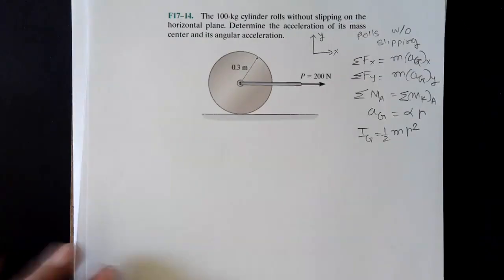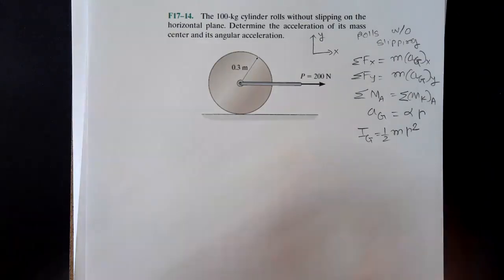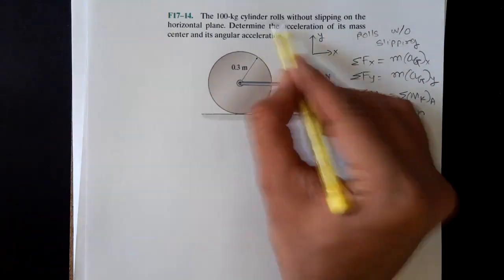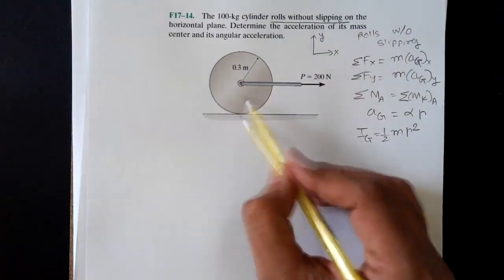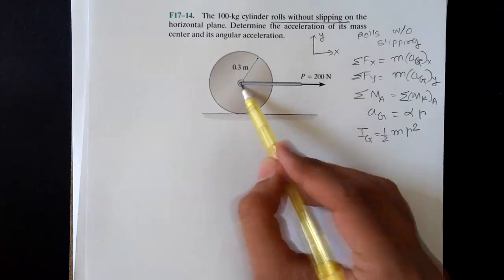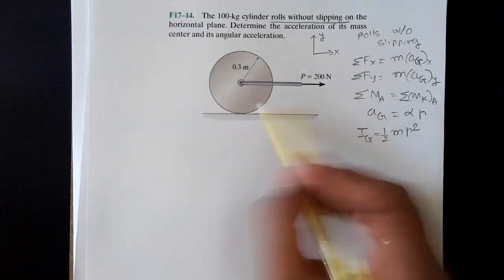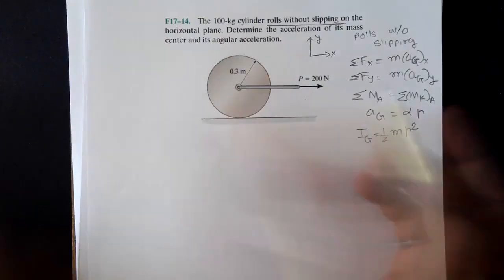This is our last problem from chapter 17, problem number 17.14. The 100 kilogram cylinder rolls without slipping on the horizontal plane. Determine the acceleration of its mass center and its angular acceleration. So this is the example of a wheel that rolls without slipping. If you consider the wheel as a rigid body, then it not only rotates about its center, but it also translates. So this is also the case of general plane motion.